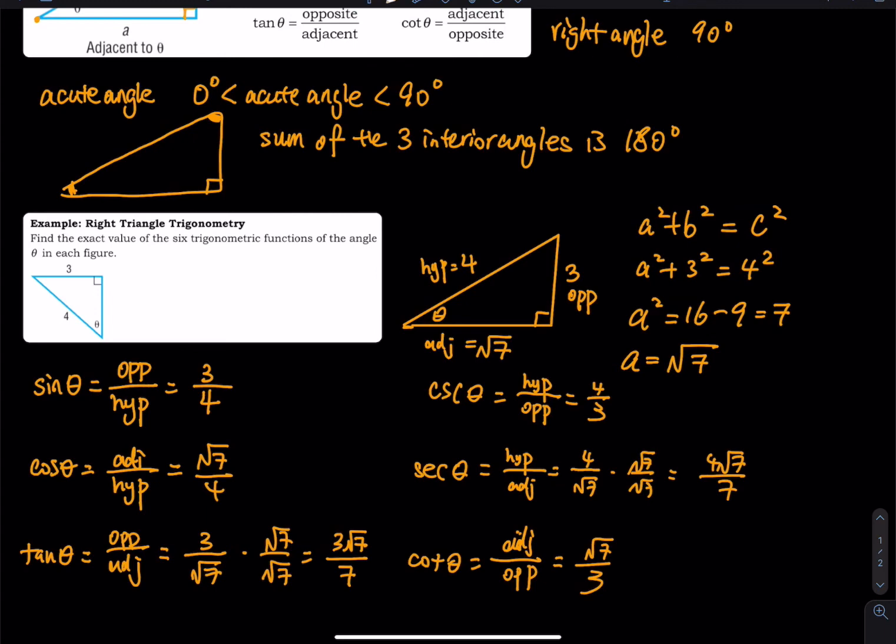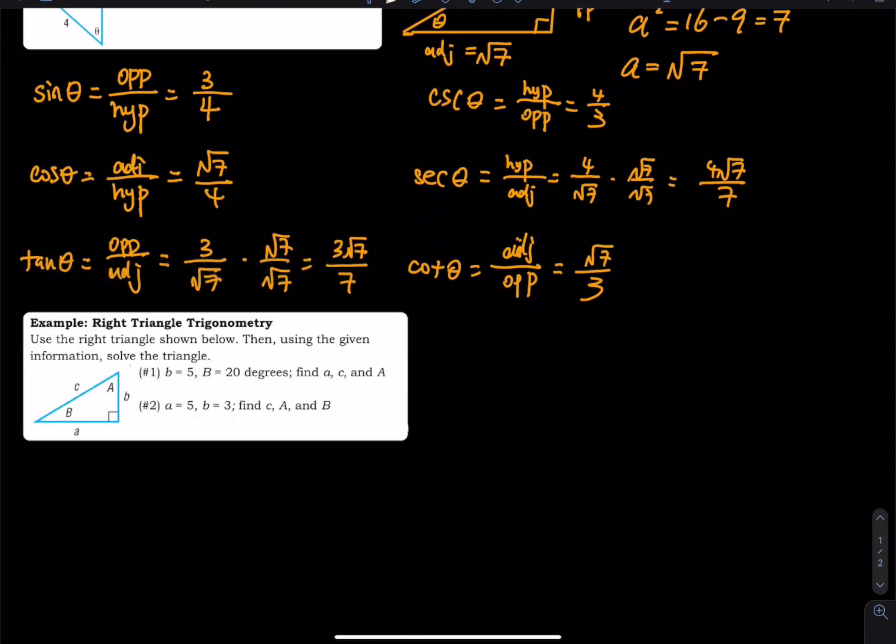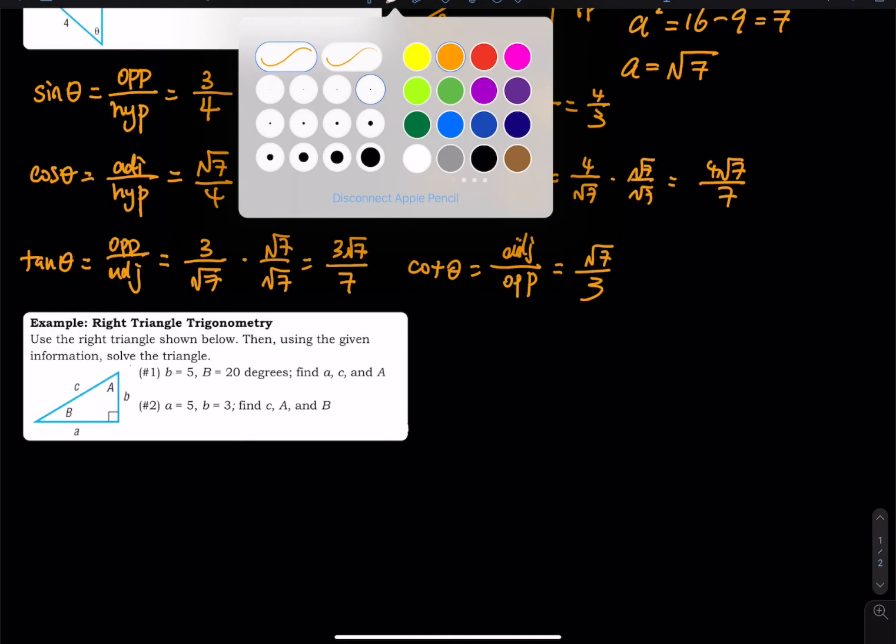Let's do one more. So the next one, let's just bring this up. We have another right triangle, and I have two problems for you. In problem 1 and problem 2, I have some givens. I want to find something. Okay, so let's do this one by one. So let's start with number 1.